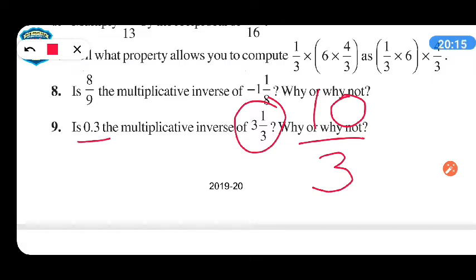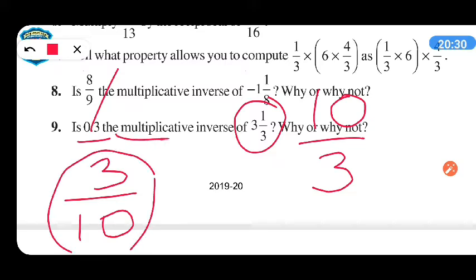Now check. 0.3 is what? 3 upon 10. Remove this decimal. What will you get? 3 upon 10. So now read the question. Is 3 upon 10 the multiplicative inverse of 10 upon 3? Yes or no? Yes. It is the multiplicative inverse of 10 upon 3. So the answer is yes. Understood? So in this way you have to write the answer.